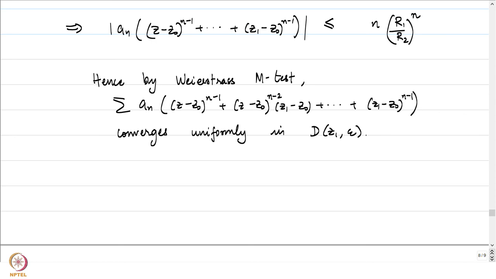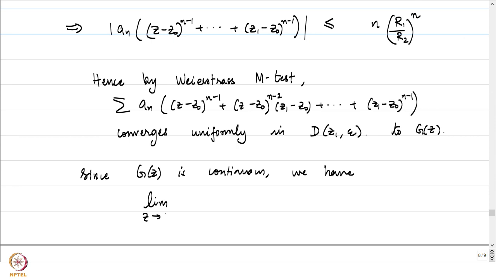Remember, this is the exact domain where our g of z was defined. It converges uniformly to g of z. Being a uniform limit of continuous functions, g of z is a continuous function. Since g of z is continuous, we have the limit as z goes to z1 of g of z is equal to g of z1. And that is precisely what we want to prove, is it not?